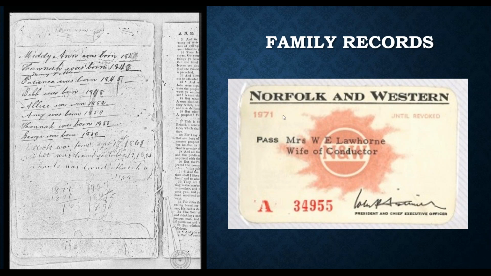On the right here, I was looking through a scrapbook of my grandmother's and found in 1971 where she had her brand new pass. And she is Mrs. W.E. Lawhorn, love those initials, wife of conductor. My grandfather was a conductor on the passenger rail lines, for Norfolk and Western. And so this was her train pass that she could travel.